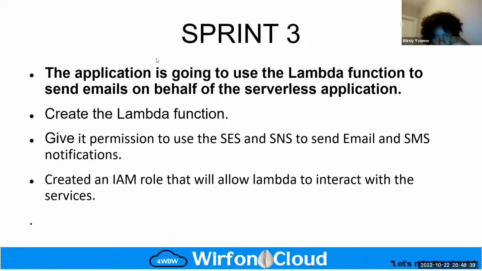And then in Sprint 3, what was going to happen here is that the application was going to use the Lambda function to send emails on behalf of the serverless application. So in order for the application to use the Lambda function, we needed to create a Lambda function, and we needed to give permission to this Lambda function to send email through the Simple Email Service and the Simple Notification Service. In order to do that, we created an IAM role that was going to allow the Lambda function to interact with these services.